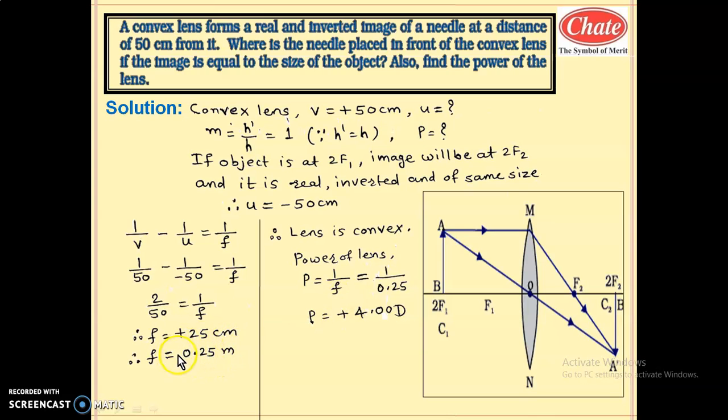As the focal length is positive, the lens is convex. It is already mentioned in the question itself, so this is a cross check: the lens is convex. Now the power of the lens is the reciprocal of the focal length, substituting the focal length in meter. The calculation gives plus 4 diopter, because 0.25 means 1 by 4, so 1 by 1 by 4 is 4. The power of the lens is plus 4 diopter. So this is the ray diagram for this case.